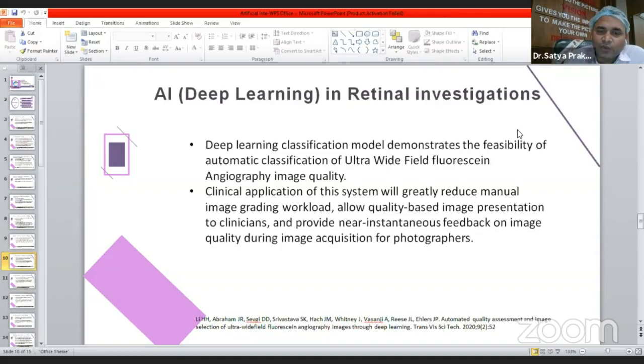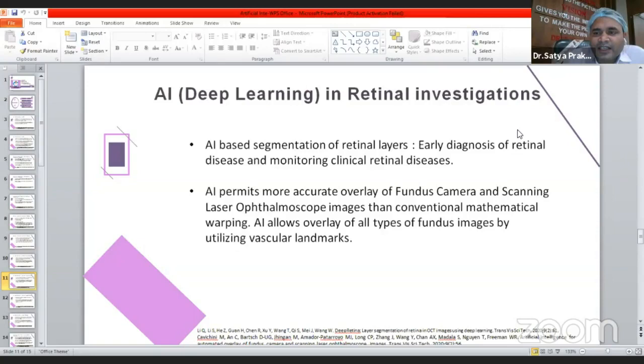AI-based segmentation of retinal layers helps in early diagnosis of retinal disease and monitoring clinical retinal disease. AI permits more accurate overlay of fundus.